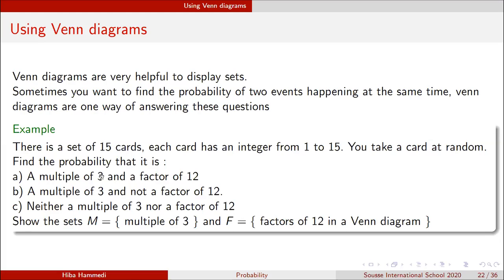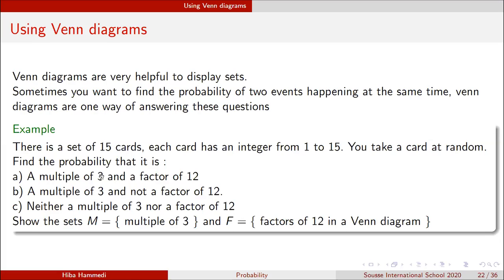The second thing, I would like to get the probability of picking a card with a number that is a multiple of 3 and not a factor of 12. And the third thing, I need to get the probability of picking a card that is not a multiple of 3 and not a factor of 12.